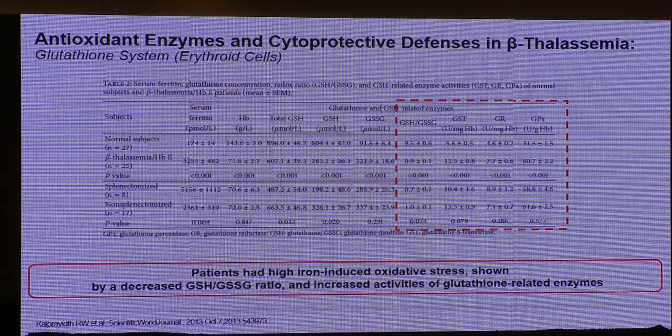For example, this study reported that patients, as a result of iron overload, showed a decreased GSH-GSSG ratio, and it showed an increase in the activity of the three enzymes involved in the glutathione system. These are the transferase, the reductase, and the peroxidase. And this actually tells us that these enzymes are working and are fighting off the oxidants. This is why the levels are high in thalassemic patients compared to normal subjects.